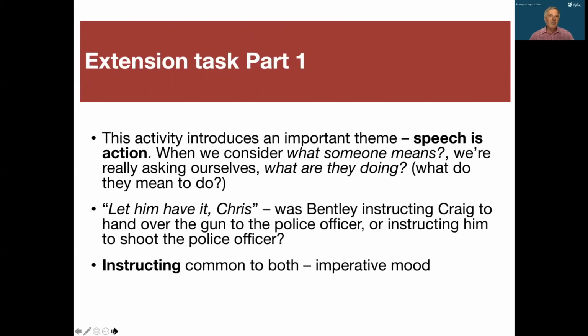It wasn't exactly what did he mean, but was this an instruction to Craig to hand over the gun to the police officer, let him have it? Or was it instructing, there's an idiomatic meaning of "let him have it," which is shoot him. And a lot of the evidence in court hung on what did he intend to do.